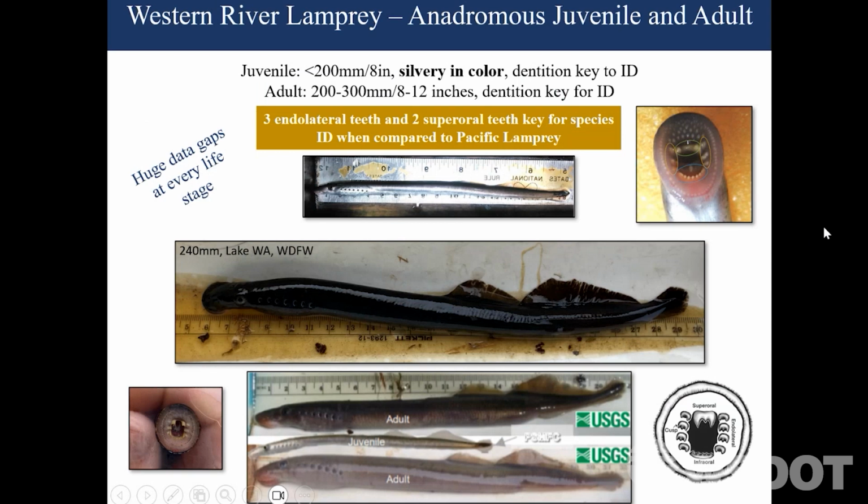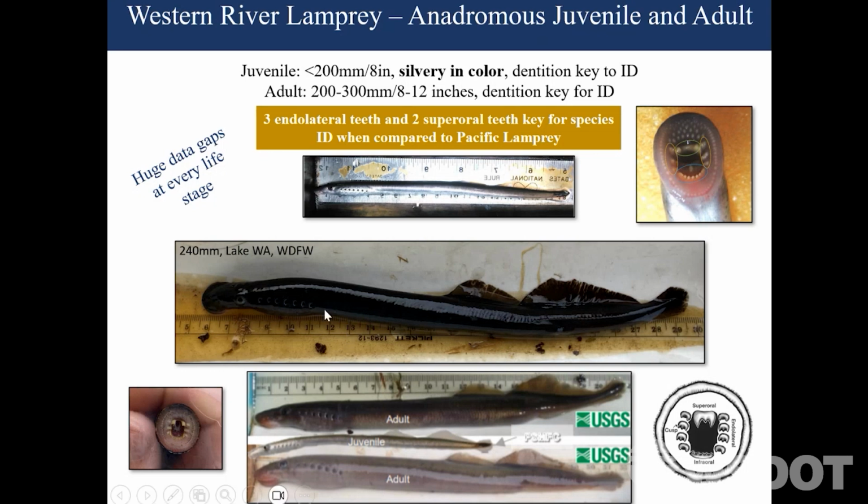Western river lamprey adults. We do not see these super regularly. I'd say they're like the most cryptic of all the cryptic lamprey. We have the least amount of data on these ones, but again, we're using the dentition to compare them and see if they are Western river versus a Pacific lamprey when they come back to spawn.